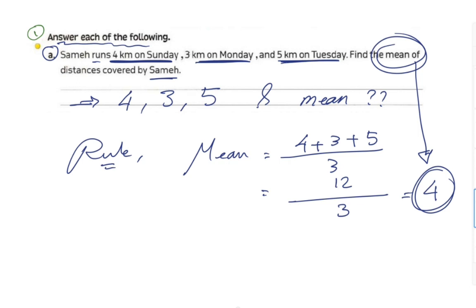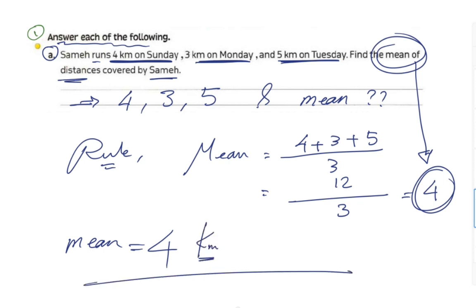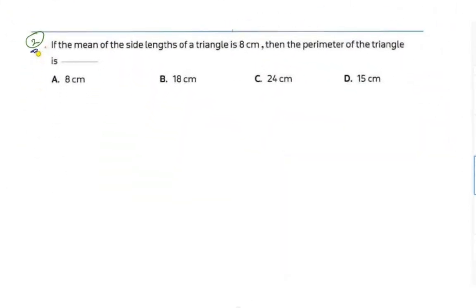But now he asks us about the mean of what? Of distance. Now the mean equals 4, but in this word problem you must write the unit here. For what? 4 kilometers. Now go to the next check. Now we have the last check with us. If the mean of the side lengths of a triangle is 8 centimeters, please stop here. You have the mean of the side lengths of a triangle.